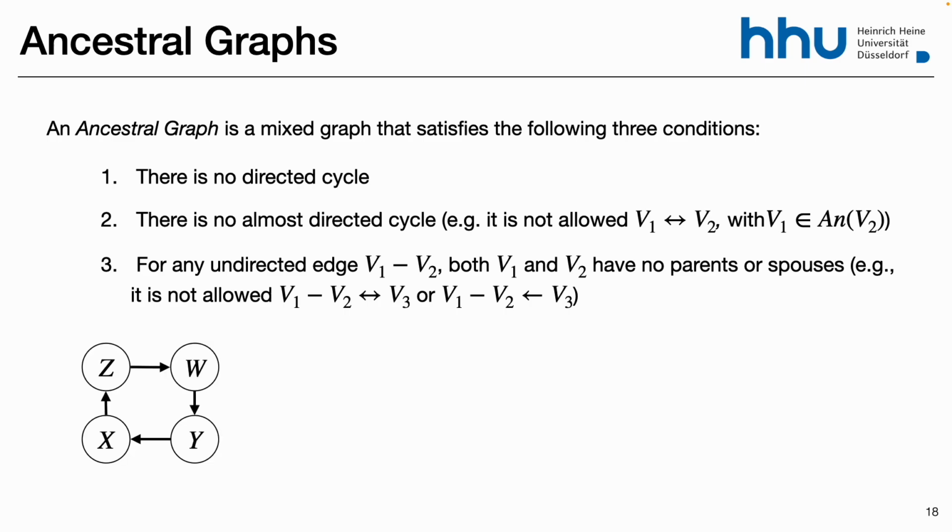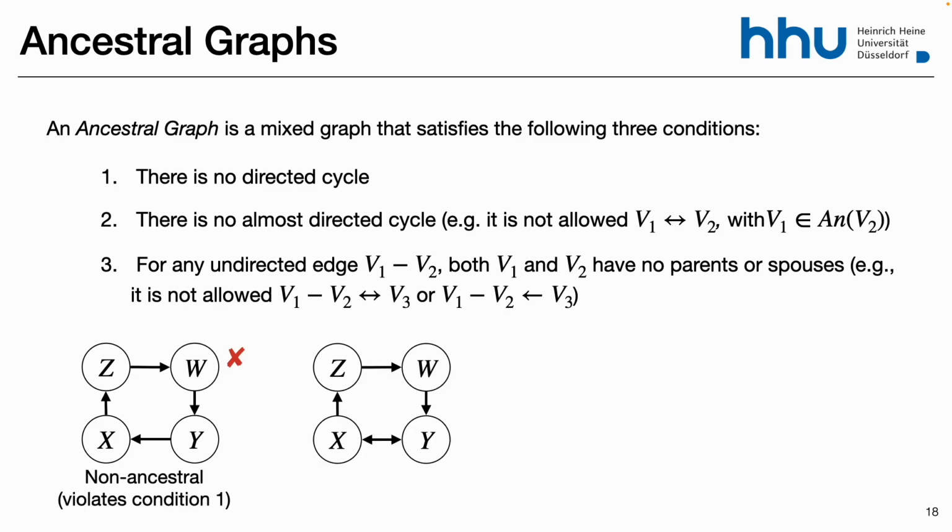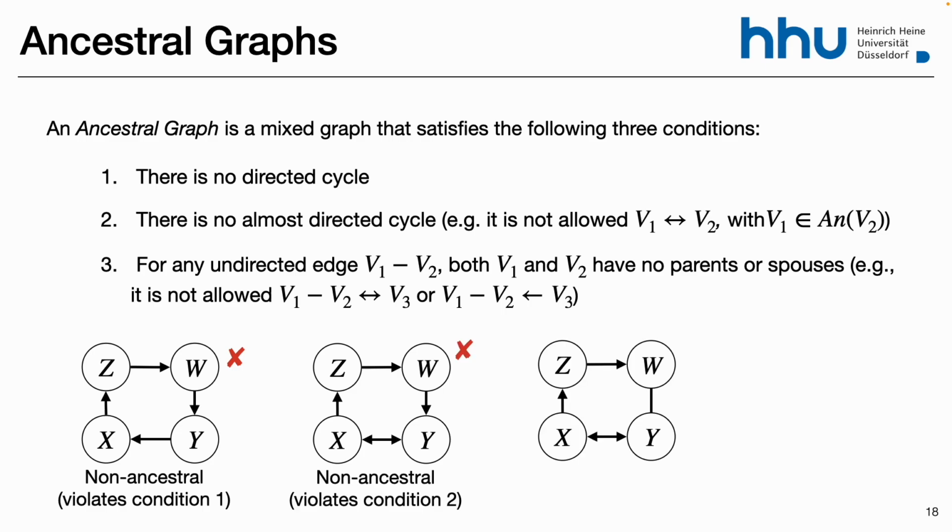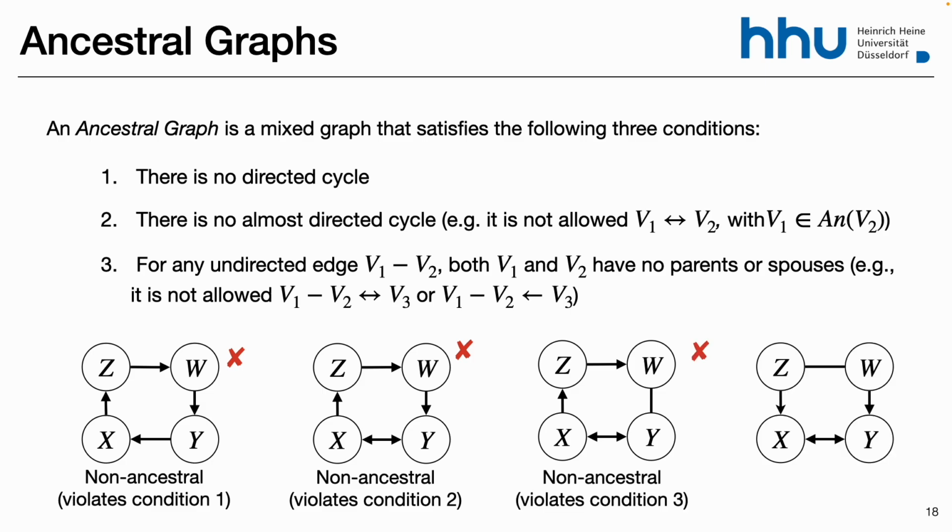So following these three conditions, what do you think about the first example there? A cycle. Cycle, so not allowed. What about this, the second one? Yes. Almost. What about this, the third one? The third condition. And this?